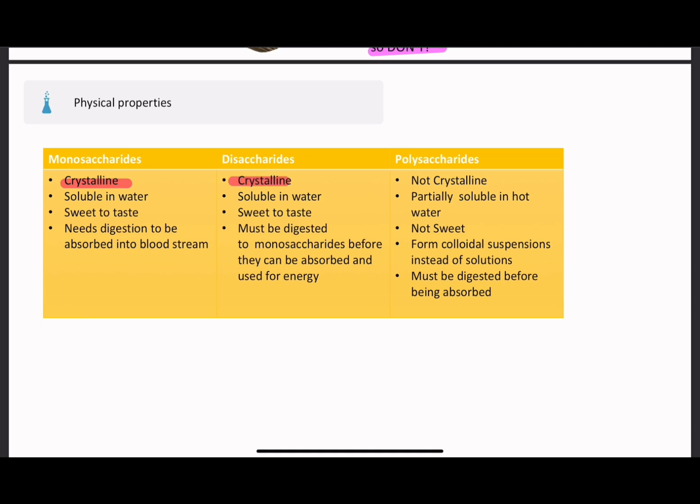Now, the physical properties of monosaccharides, disaccharides, polysaccharides, you need to know this by heart. They are all crystalline except the polysaccharides. They are soluble in water, the mono and disaccharides, but polysaccharides are not so soluble. Monosaccharide is sweet to taste, disaccharide sweet to taste, but polysaccharide not sweet. The only part, it may be just a little bit.